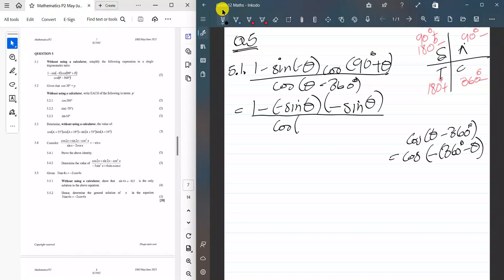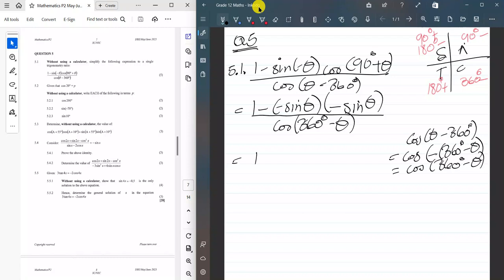Negative times negative is positive. As you can see, the negative angle of cosine is positive. So this becomes cos of 360 degrees minus theta. So let's represent this as 360 degrees minus theta. Guys, even if you write this step here, there's nothing wrong. Okay, so let's go now.